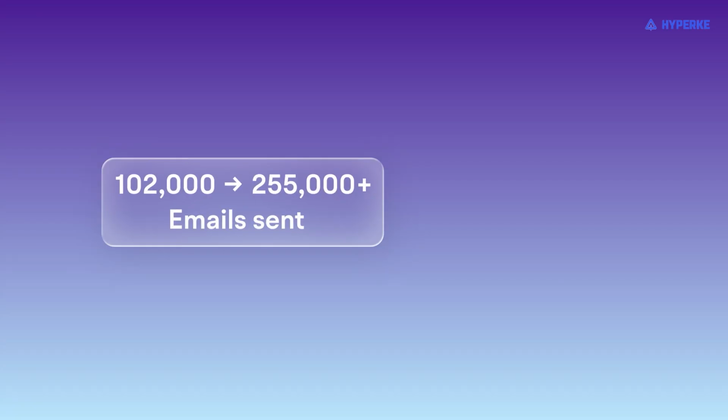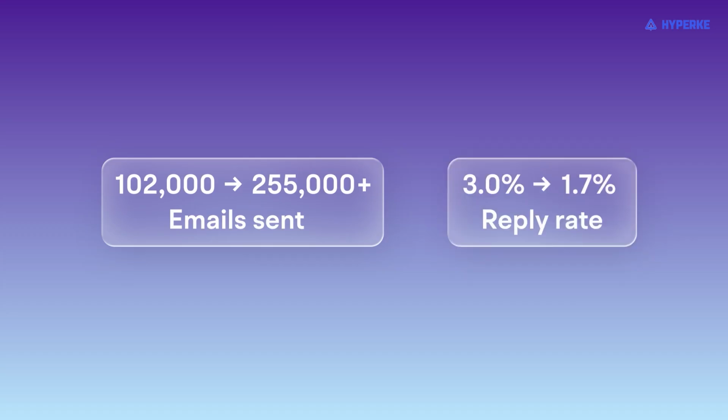I'll give you an example. We scaled the campaign from about 102,000 sends a month to 255,000 with the exact same copy, and ICP did not change anything. And reply rates went from over 3% to 1.7%. And this happened only because we did not change the copy, which means our winning copy was fingerprinted, and that led to a drop in deliverability.